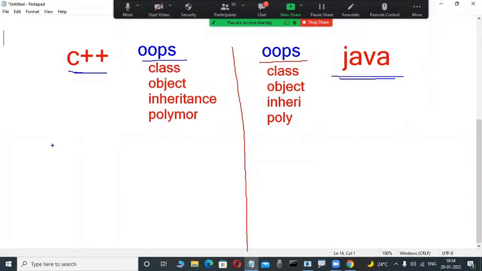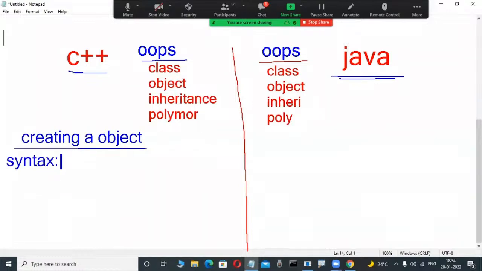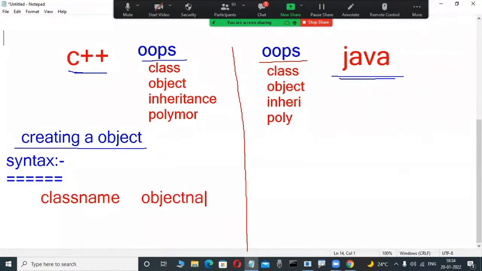Anybody guess? Suppose in C++ I want to create an object from a class, what is the syntax? Anybody technical having an idea? So many persons have an idea, I think. Creating an object from the class, what is the syntax in C++? Slowly observe here, here is the only difference. The syntax is class name, space, object name. This is the syntax to create an object from the class in C++.